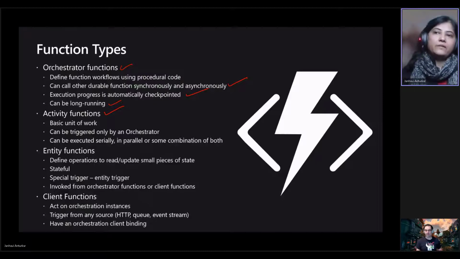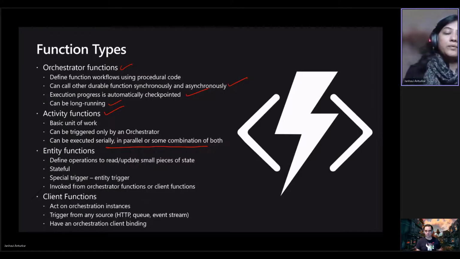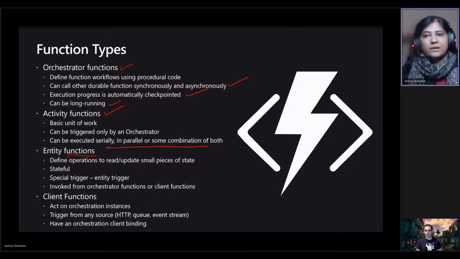These activity functions may be executed serially, or in parallel, or a combination of both. Then the third type of function is entity functions. Entity functions define operations for reading and updating small pieces of state. These are stateful entities, often referred to as durable entities. Entity functions are functions with a special trigger type called the entity trigger.